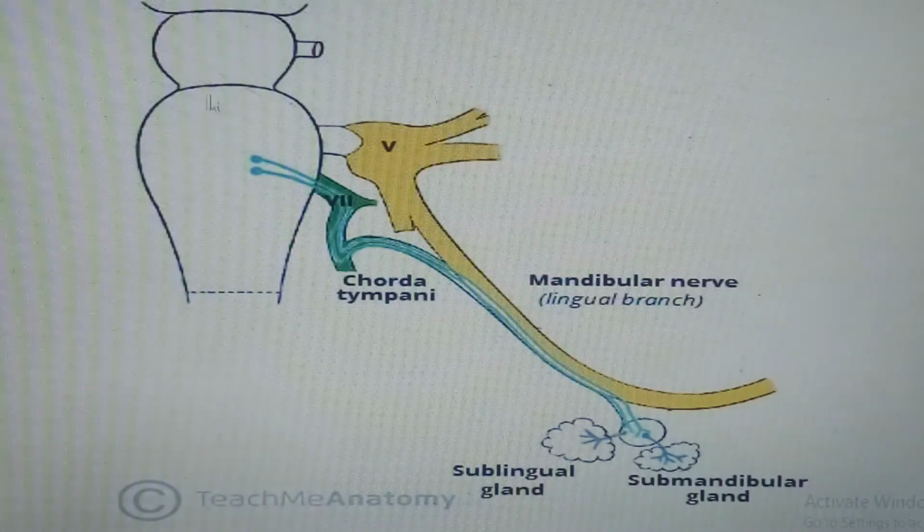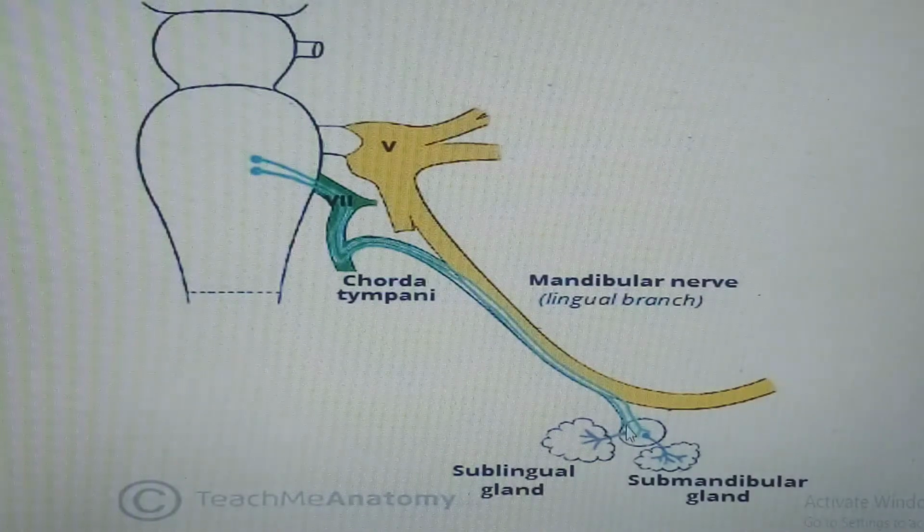This is the pons. Within the pons we have the superior salivatory nucleus, and this nucleus, via presynaptic fibers, will travel through a branch of the facial nerve, which we call the chorda tympani. So the presynaptic fibers of the superior salivatory nucleus travel through the chorda tympani, which is a branch of the facial nerve.